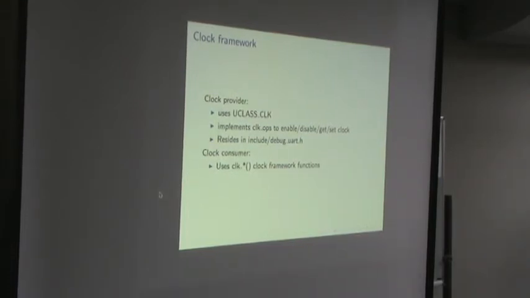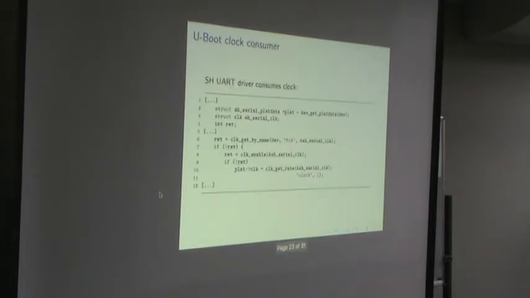So this way you implement your clock driver, and then the clock consumer uses clk_ functions again to manipulate the clock, like get, set clock. This is basically how the consumer looks like. So in this case, I am actually getting a clock handle from the device tree by the name of the clock in the device tree, so that's fck. If that succeeds, I enable the clock, I get the rate. It's really that simple. So that's an example of a clock consumer in the serial driver.